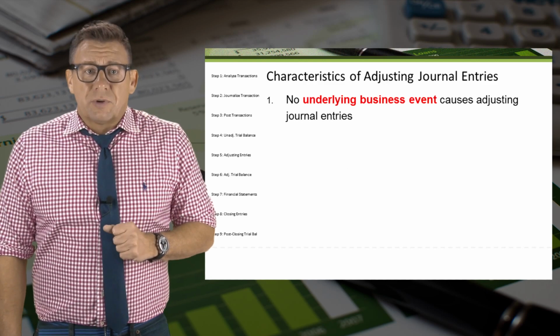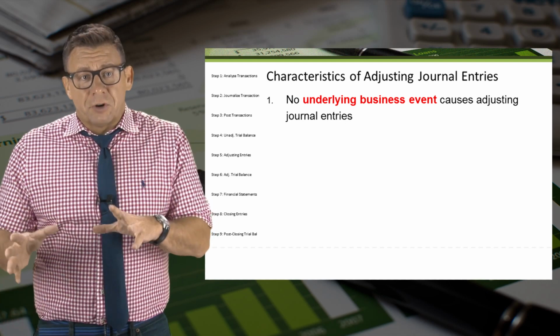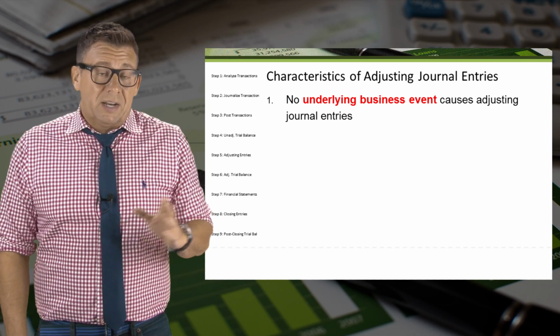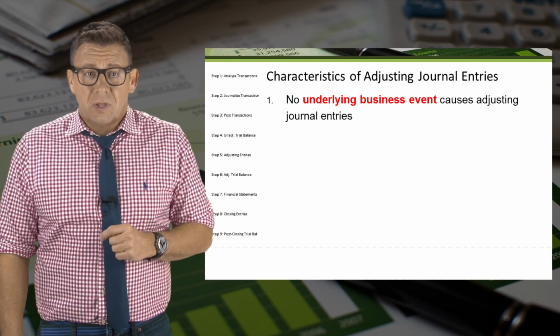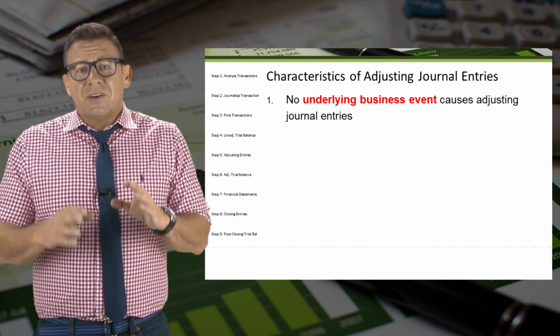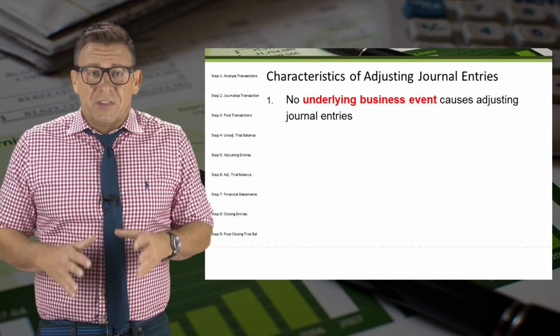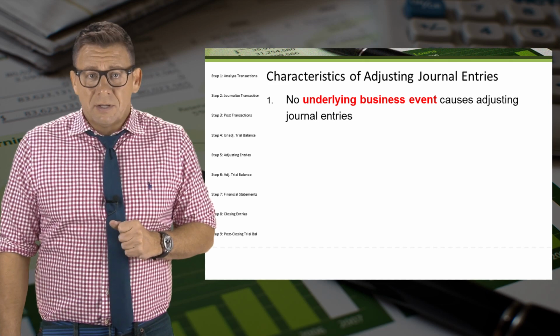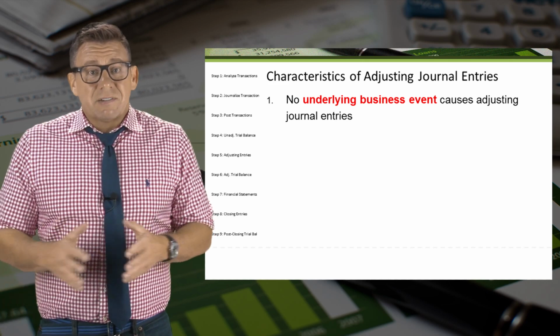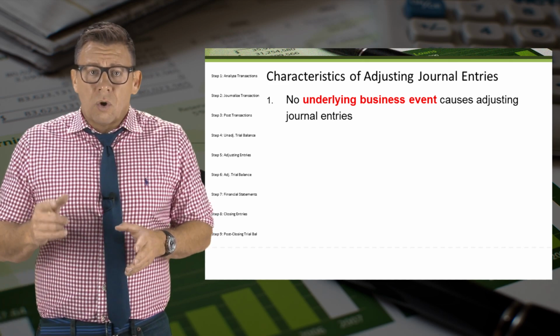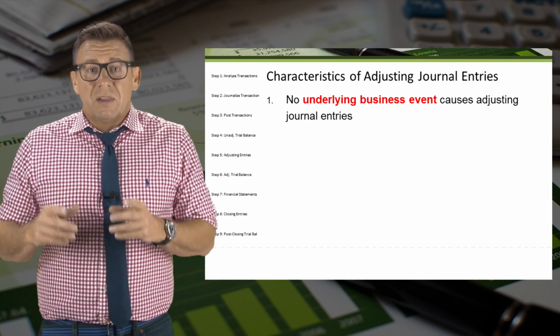Finally, let's look at some characteristics of an adjusting entry and how they differ from a regular journal entry made in the ordinary course of business. The first is that there is no underlying business event that causes an adjusting entry to happen. They happen most often because of the passage of time or that information isn't available in the period we need it.